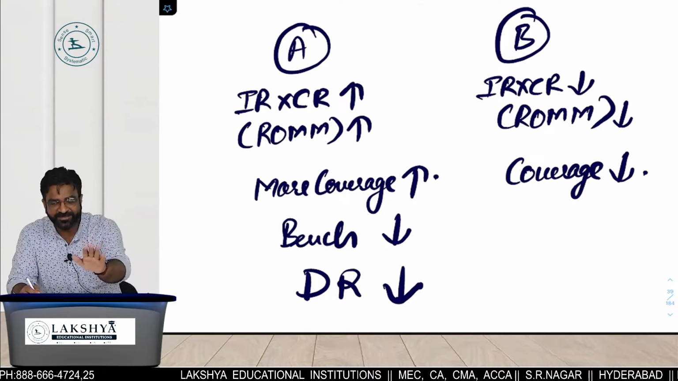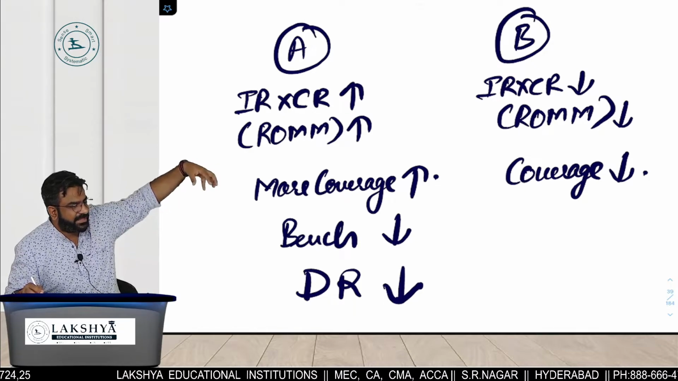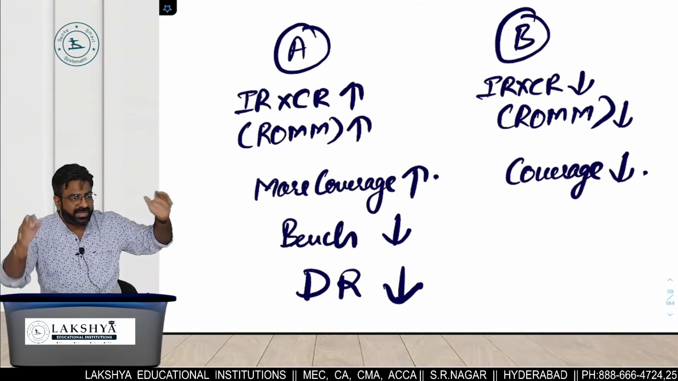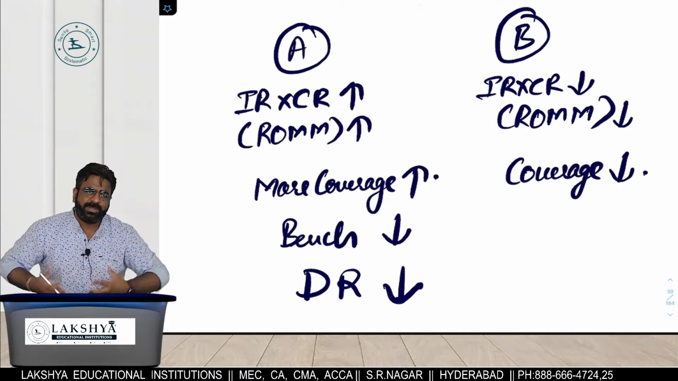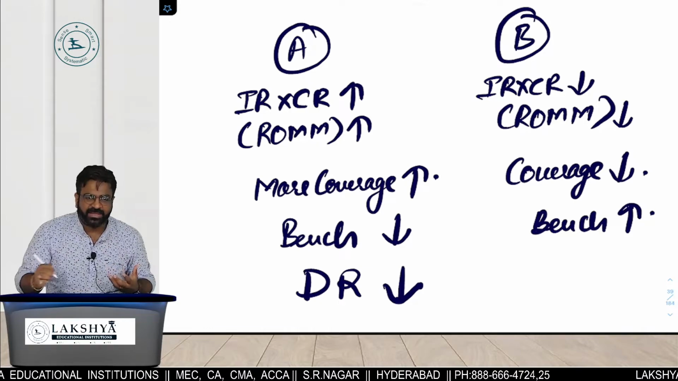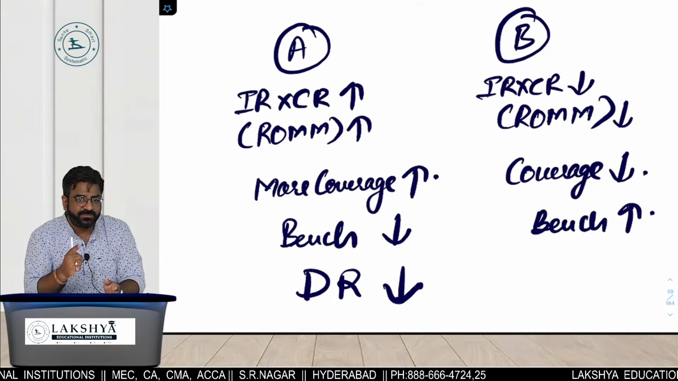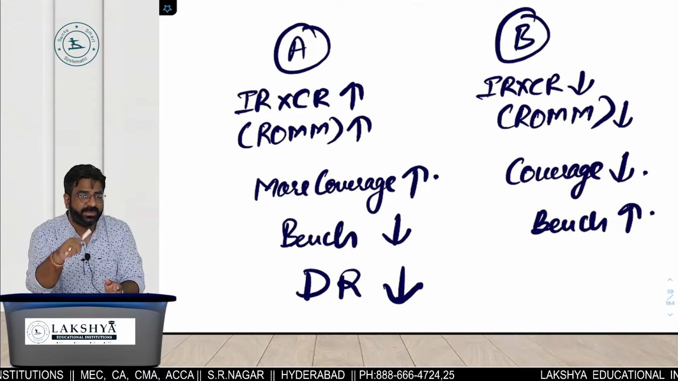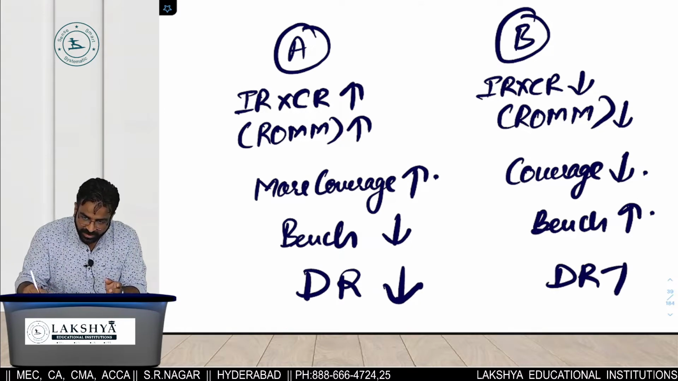But let's come on the right side. बताओ, right side पे क्या हुआ था अपना? IR and CR क्या था? Down. Therefore, my coverage will be less. When my coverage will be less, what will be my benchmarking? But when you did the benchmarking higher, it means you covered more items or less items. Chances of non-detection of frauds and errors will be higher. Therefore, detection risk will be higher.